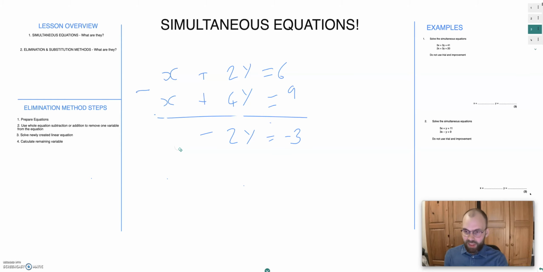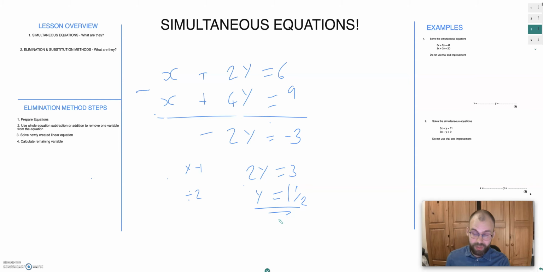Now, you can solve this because you've solved linear equations. So what I would do, if I was going through this, is I would times by minus 1, which would flip the signs. So 2y equals 3. Then divide both sides by 2, which means y equals 1 and a half. And that is half of your answer.